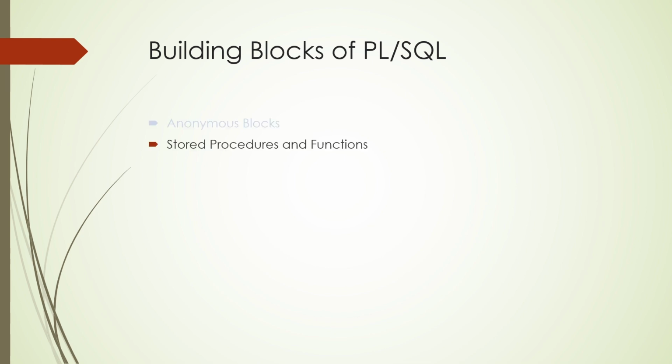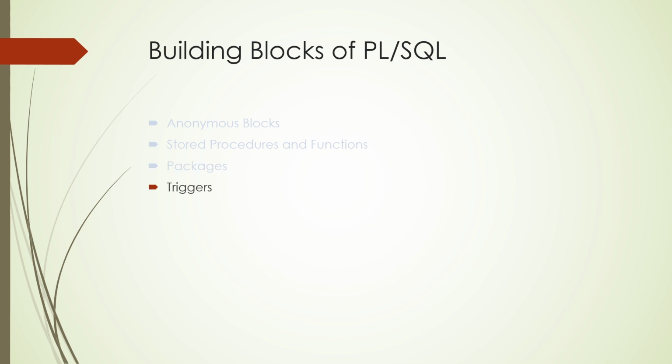Number 2. Stored procedures and functions. These are stored in the database and used to perform specific operations. These are named blocks stored in the database and are reusable. Number 3. Packages. A collection of related stored procedures, functions, variables, and more. These are grouped together for better organization. Normally, procedures and functions for some specific task are stored in one package.